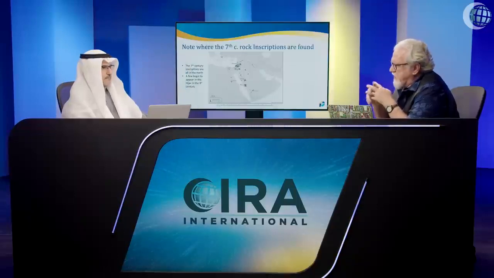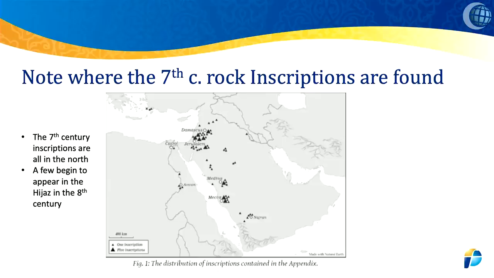I want to go up to the map, take a look at this map here, and you notice the rock inscriptions on this map, the ones in the north. The north are the ones that are from the 7th century. The ones in the middle are from the 8th and 9th century, and the ones in the south are from the 7th century. So north and south are 7th century, and then finally the rock inscriptions start to appear in the middle in the 8th century.